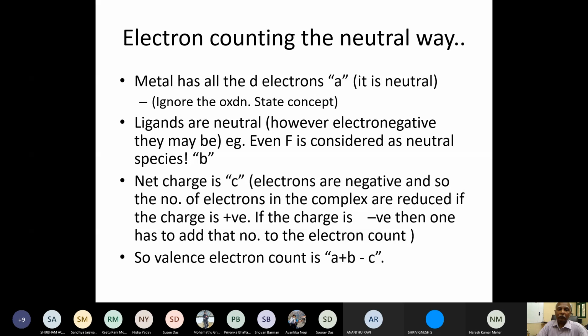That's the only difference between a charged complex and a neutral complex. Now let me proceed to the second method, which is the neutral method. This was proposed not too long ago by several fairly influential people, and it's called the covalent bond classification method.